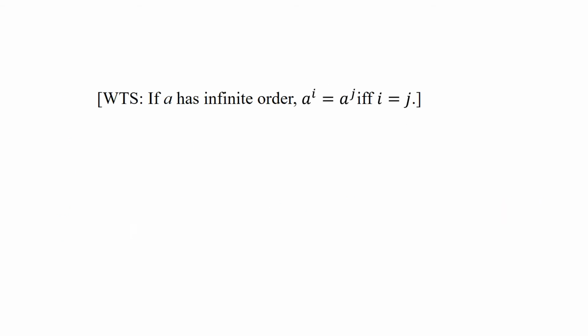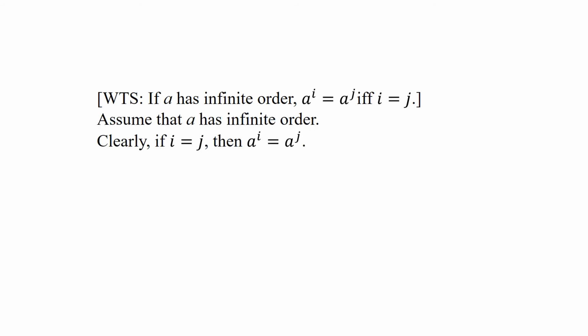So, two things to show. The first case, I'm looking at an element of infinite order, and I need to show that two powers are equal if and only if their exponents are equal. Assume I have an element of infinite order, and one direction is obvious. If i is equal to j, a to the i is a to the j. There's really not much to prove there. So let's look at the converse and assume that a to the i and a to the j are equal. Two different powers of a equal to each other. We'd like to show that the exponents are equal.